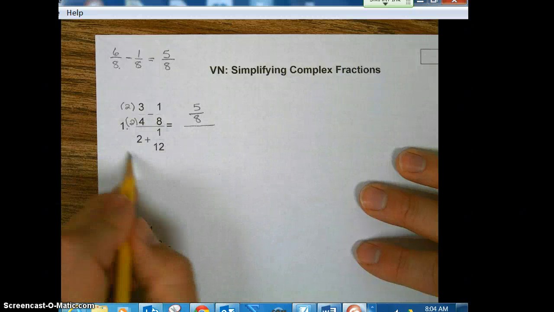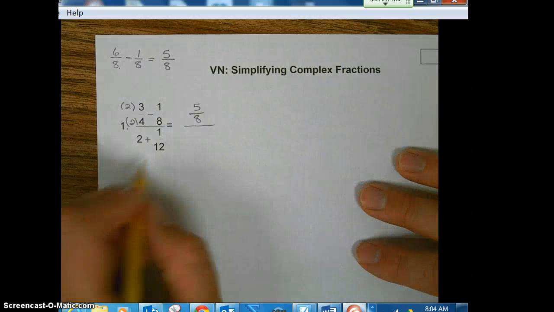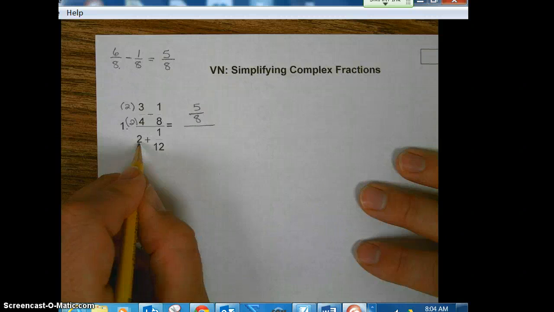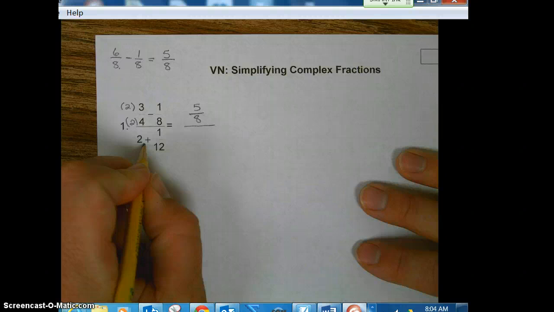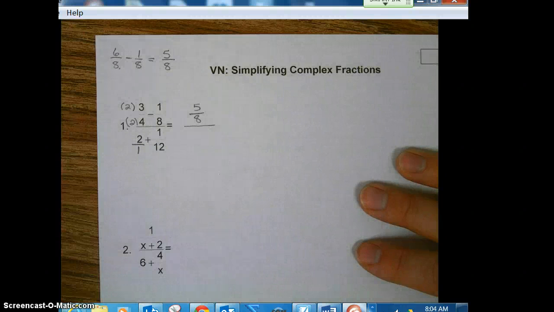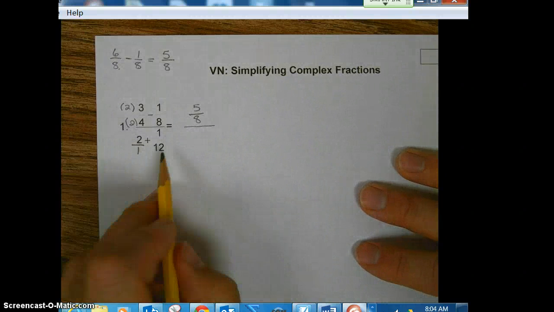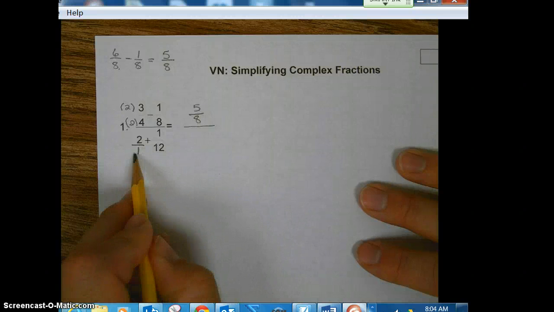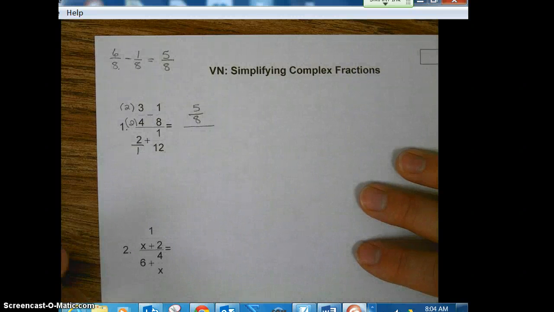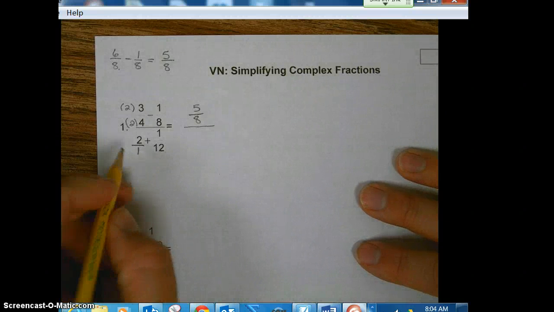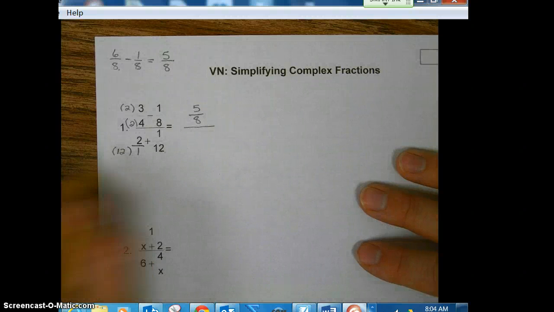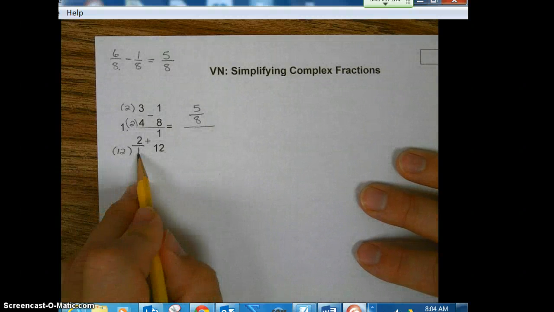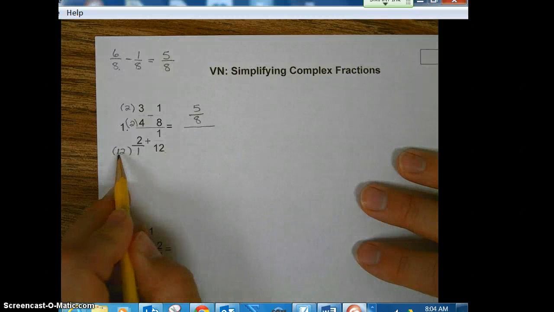Now we do the same thing in the denominator. First of all, we notice we have an integer and we have a fraction. So we need to make the integer into a fraction. We're going to put it over 1. Now, to get a common denominator, a number that both 1 and 12 go into evenly is 12. So what do I need to multiply 1 by? To get 12, I need to multiply by 12. 12 times 1 is 12, so we get a common denominator.